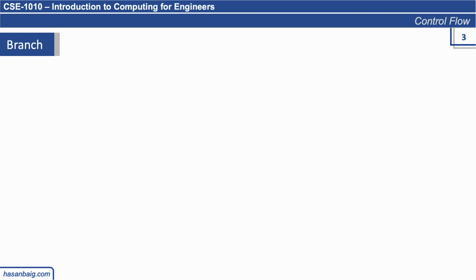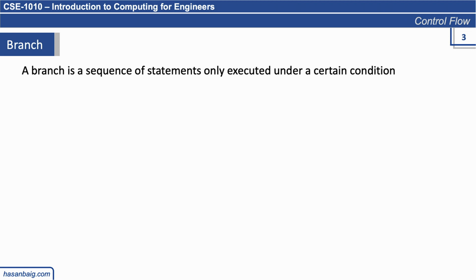In this lecture, we are going to talk about the control flow. By control flow, we mean controlling the execution of Python code. We have different structures here. First of all, the branch is a structure, a sequence of statements only executed under a certain condition. Same as we specify what code we want to execute once a certain condition is satisfied.